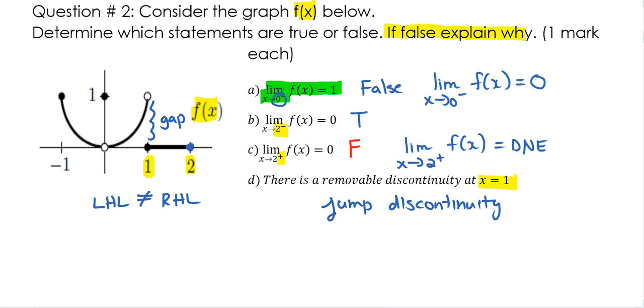All right, so the answer here would be false. You don't have a removable discontinuity at x equals 1. You have a jump discontinuity at x equals 1. However, you do have a removable discontinuity at x equals 0. So at this point right here, because you have a hole there, that would be a removable discontinuity. But whenever you have some kind of a jump or a gap in your graph, we'll call that a jump discontinuity. So for question number D, that's false.